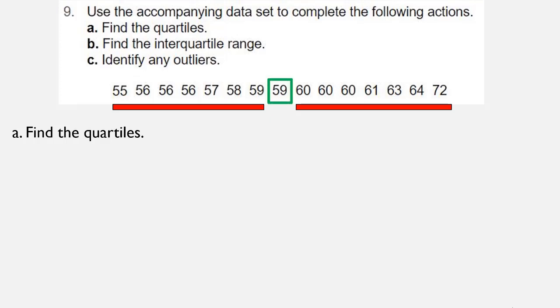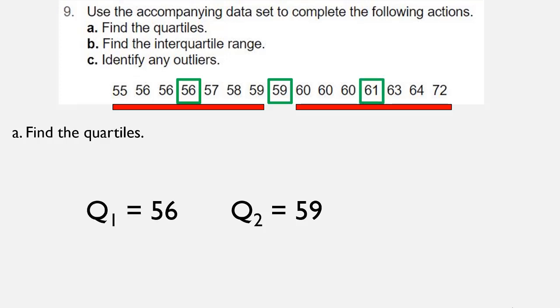So Q2 is 59. Then, when you look at the data sets to each side of the median, there are 7 data entries on each side. That's an odd number of data entries, so we should be able to find the quartiles without any problem. The first quartile is 56, and the third quartile is 61. So that's part A. Q1 is 56, Q2 is 59, and Q3 is 61.